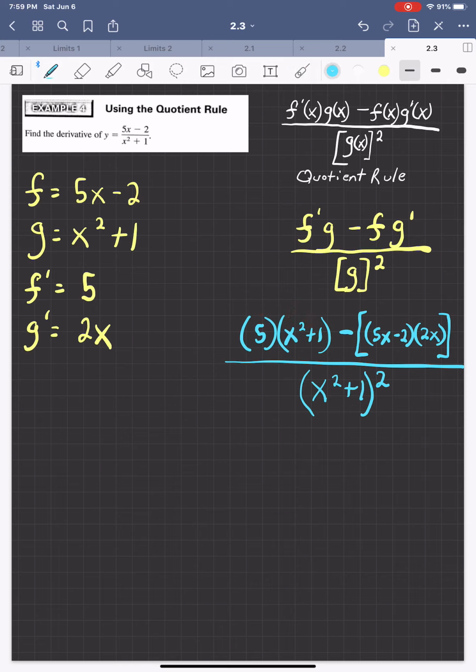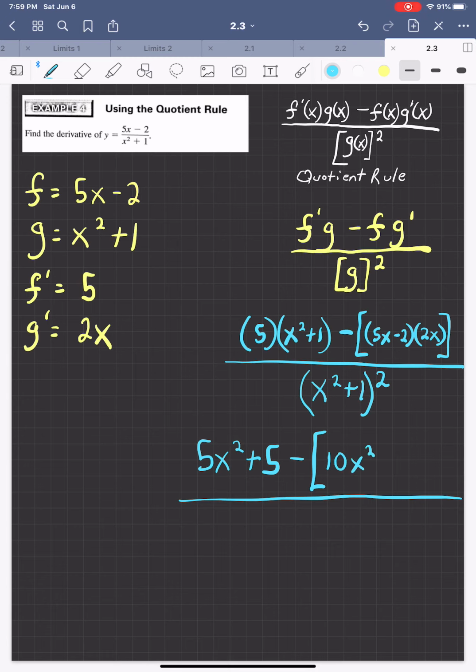I'll do that now. So that's going to be 5 times x squared, so that's 5x squared, plus 5 times 1 is 5, minus. Now let's distribute what comes after the minus symbol. So 5 times 2 is 10. x times x is x squared.